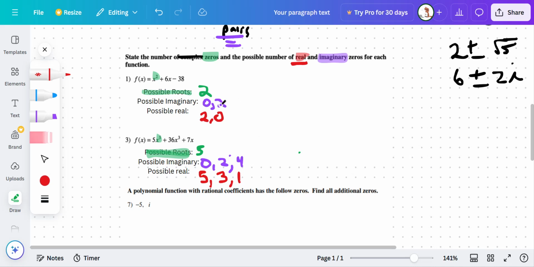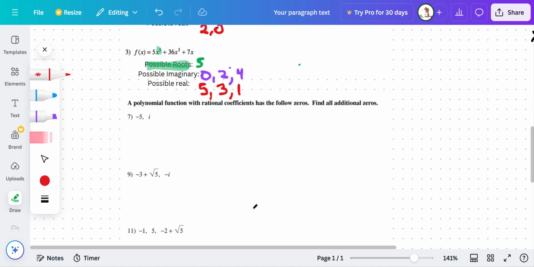The purple number can only be even because they come in pairs. The green number is just our degree. And then the red number is just how we add up to get to that green. So no imaginary, or no real, 2 imaginary. I could have 5 and 0 to get my 5. I could have 3 and 2 to get my 5, or I could have 1 and 4 to get my 5. Okay, next step, getting our possibilities.